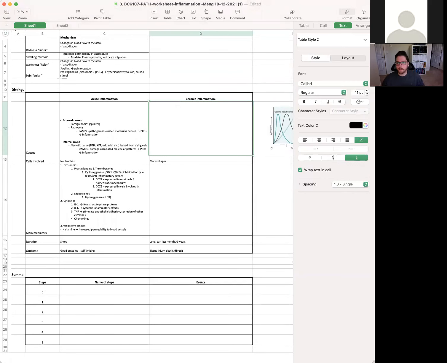All right, we can get into chronic inflammation. So for this, causes of, and let me turn off my notifications really quick.